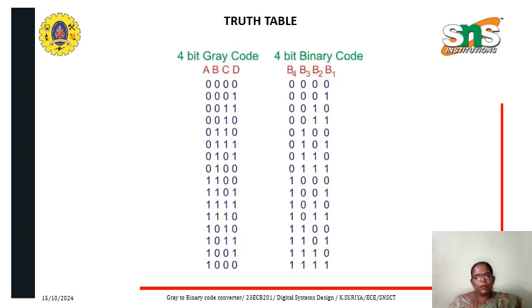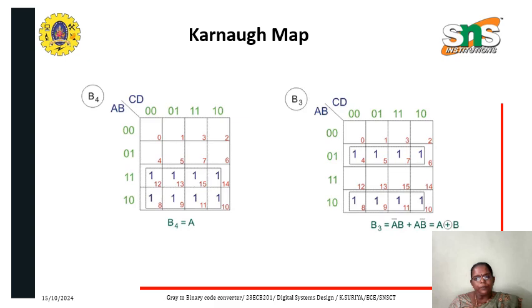So this is the truth table of gray code to binary code conversion. As we saw already in binary to gray code, this is the same as that. For each of the binary outputs B1, B2, B3 and B4, we will be drawing the Karnaugh map with inputs as A, B, C, D, and we'll be finding out the expression. So as shown here, this is the Karnaugh map for B4 and B3.